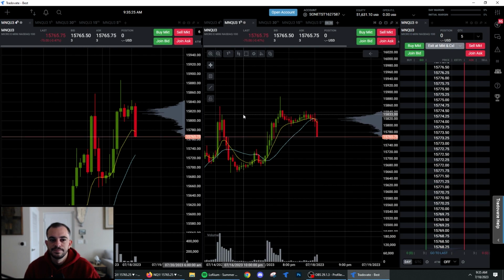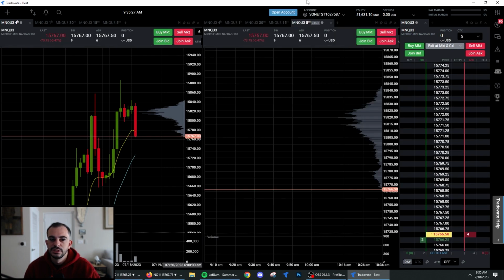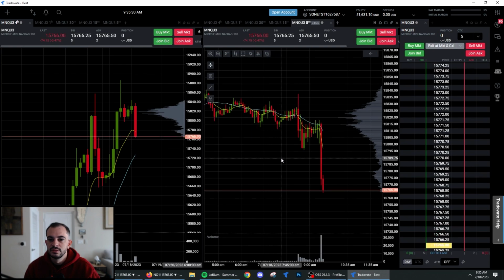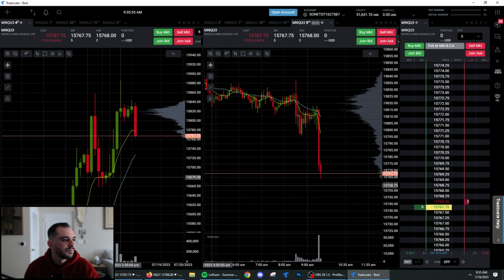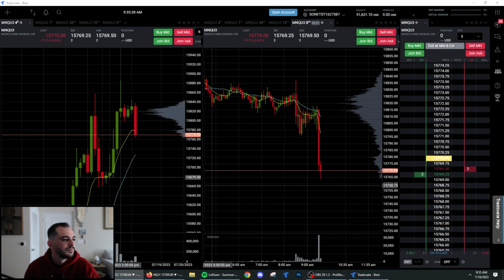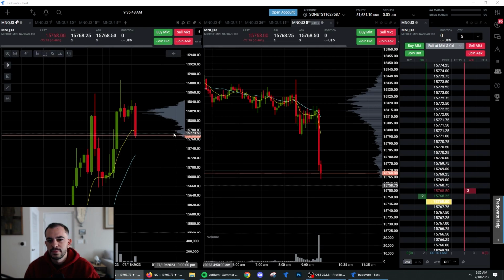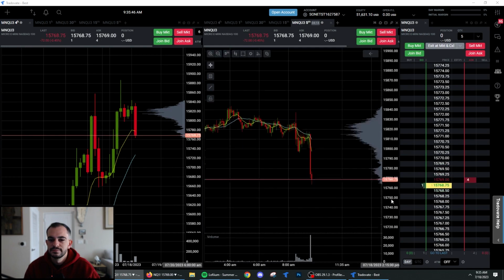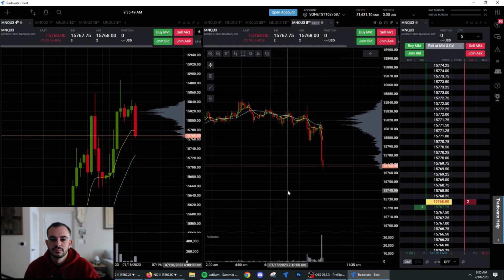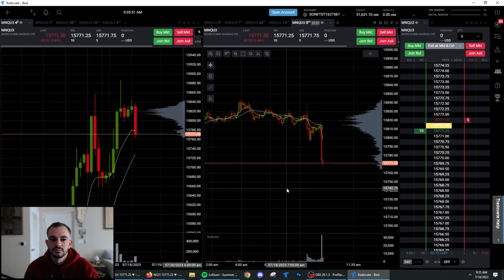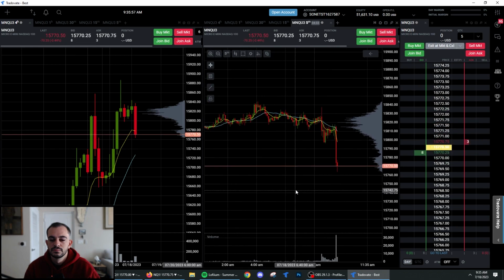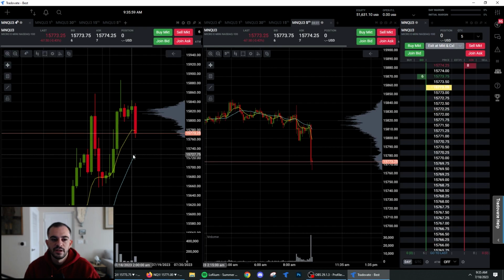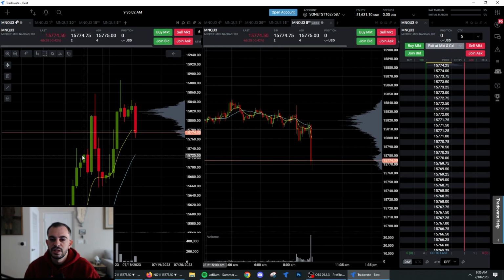Trying to find a bottom. Let's see, we opened a new 5-minute candle. Yeah, we're just so stretched down. Trying to buy it up here. 5-minute candle is going green.